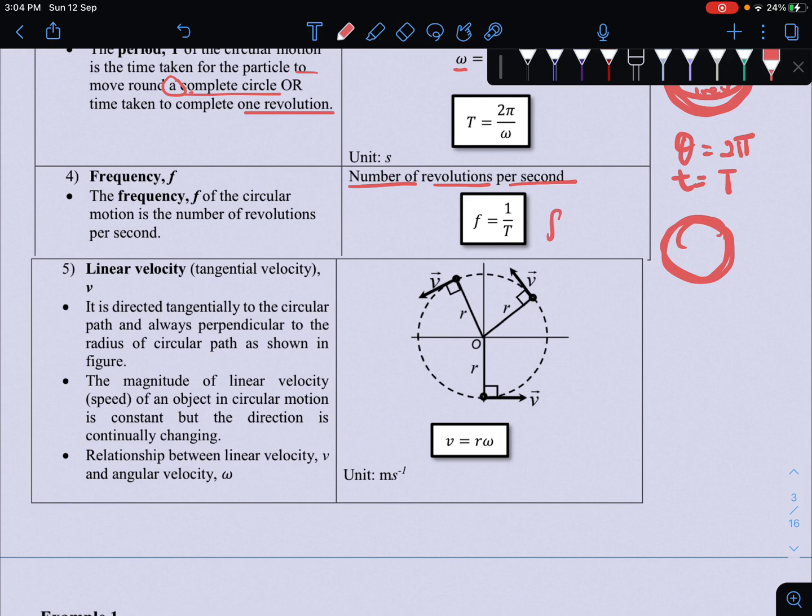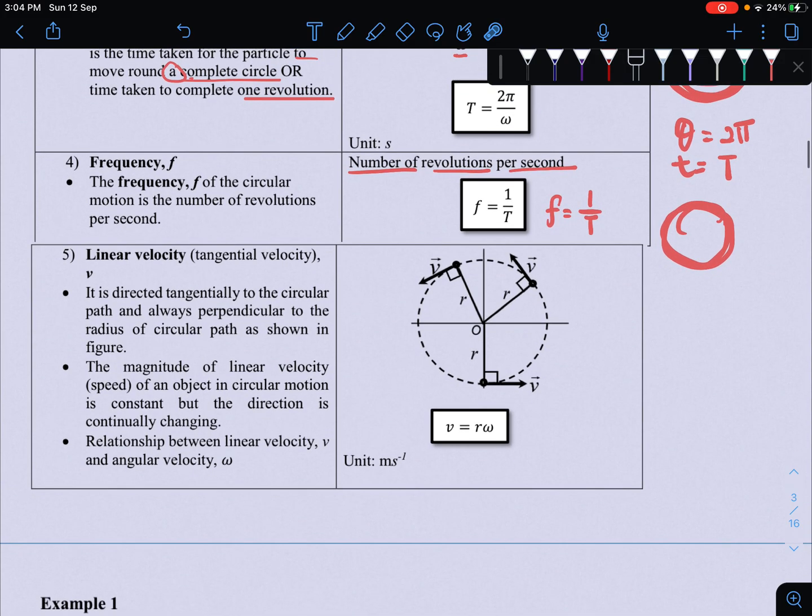So what you do is you take your F and then you take your period, you divide to get your frequency. Untuk dapatkan frequency adalah 1 per period, because period adalah time taken for one complete cycle. So daripada situ, kalau awak ambil 1 bahagi dengan period, awak akan dapat berapa banyak pusingan awak boleh buat dalam masa 1 saat itu. And then finally is the linear velocity here, ataupun known as tangential velocity.